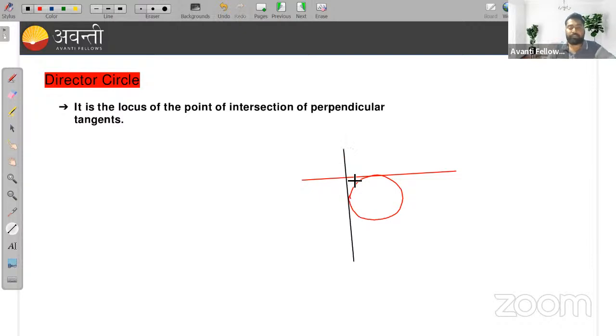These are two tangents that are perpendicular to each other. Then the locus of this intersection point will be represented by the director circle, right? This will be the director circle. The blue dotted circle is known as my director circle.